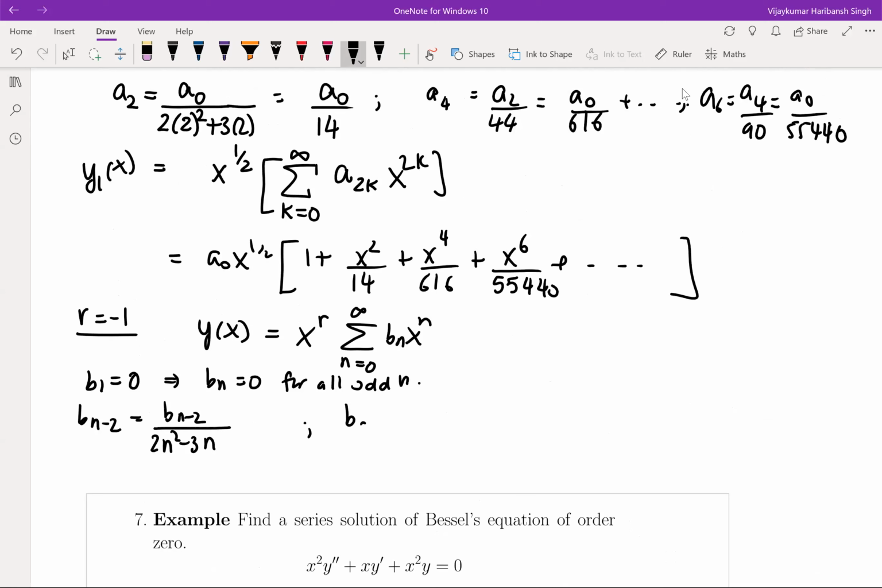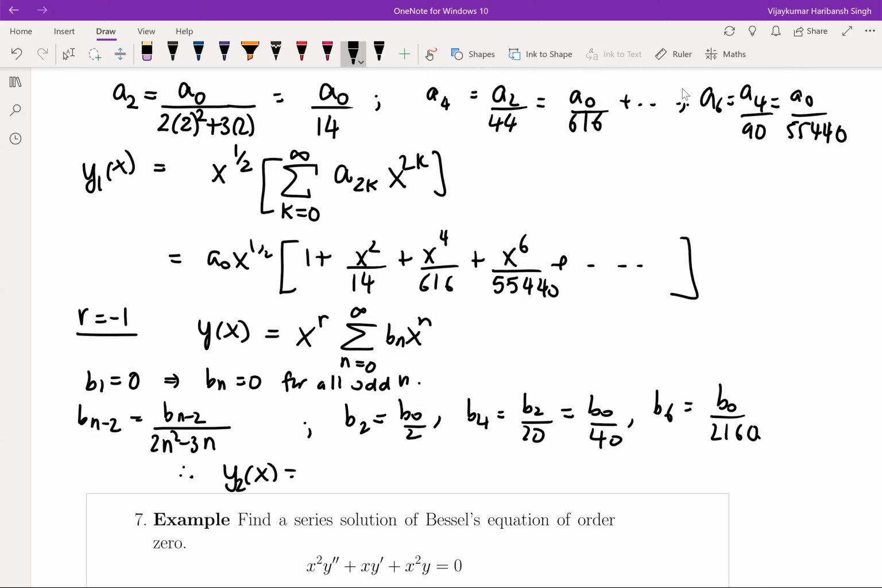So check. B2 is going to be B0 by 2. B4 is going to be B2 by 20, which is going to be B0 by 40. B6 is going to be B0 by 2160. And hence the solution is of the form y2(x) equals B0 x to the power minus 1, times 1 plus x squared by 2, x to the 4 by 40, x to the power 6 by 2160, and so on.